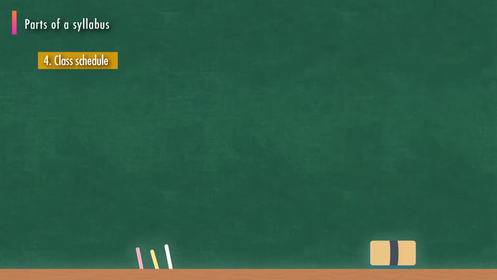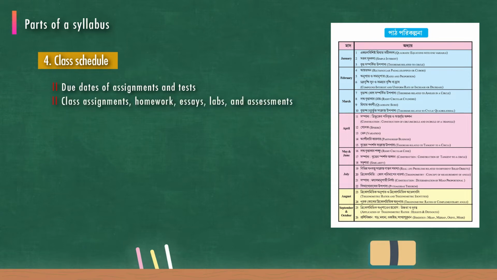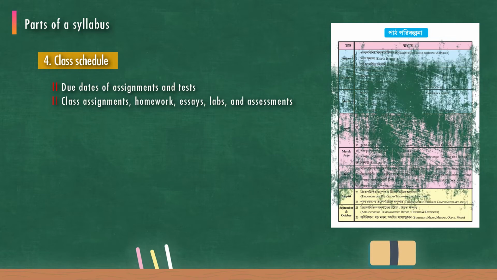The fourth part is Class Schedule. The syllabus will include when assignments are due and when tests will be given. This section contains all coursework for the class, including in-class assignments, homework, essays, labs and assessments.